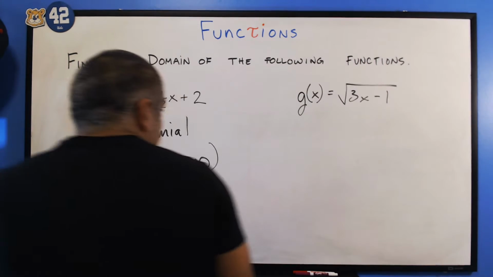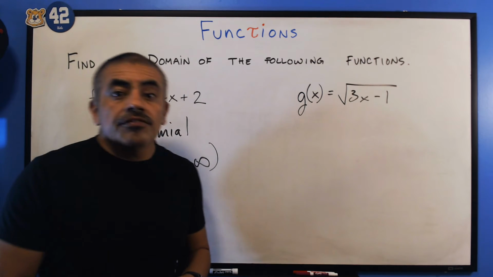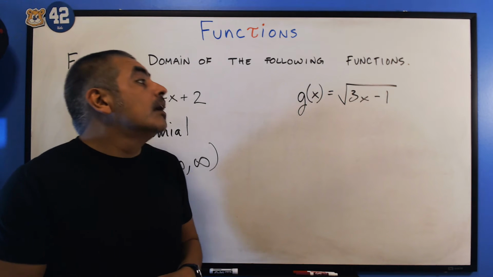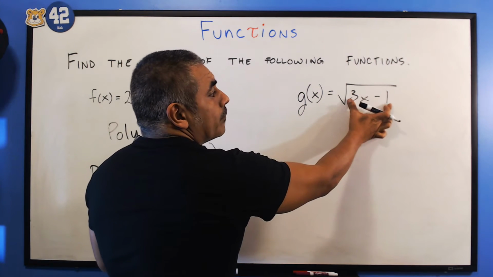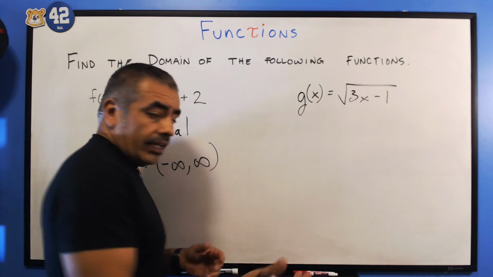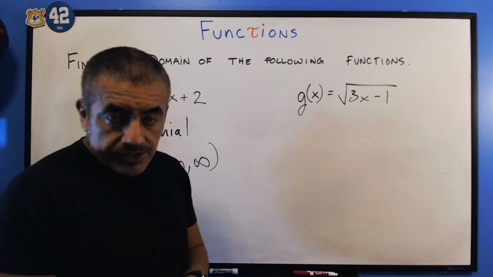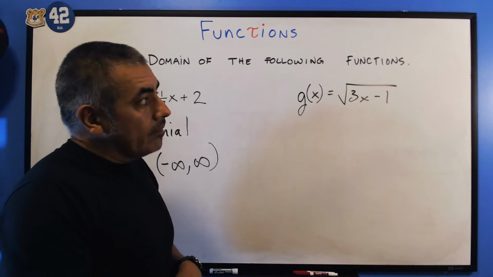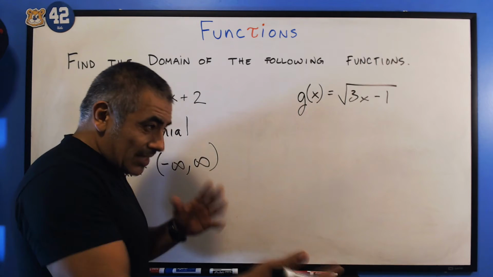Let's take a look at g of x. g of x equals the square root of 3x minus 1. Now, we know that we cannot have a negative number inside the square root or any even root, so we have to find the restrictions to this domain. Now, we could also just set it greater than or equal to 0 and find the domain that way, and that's what we're going to do.